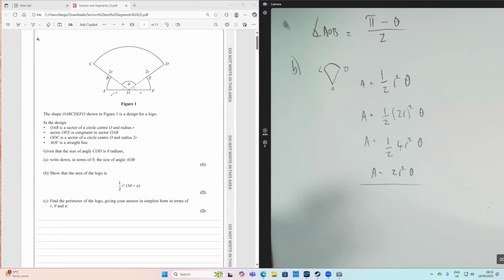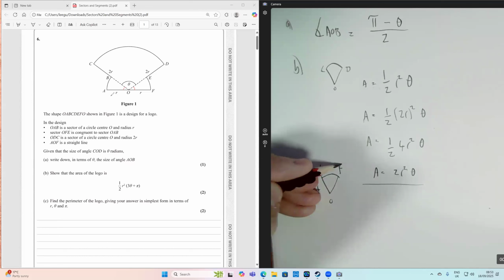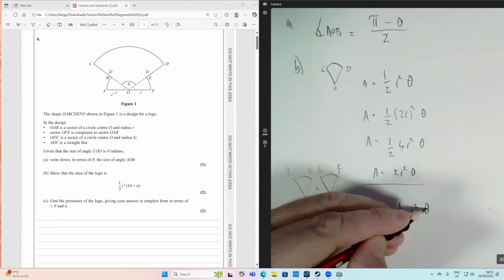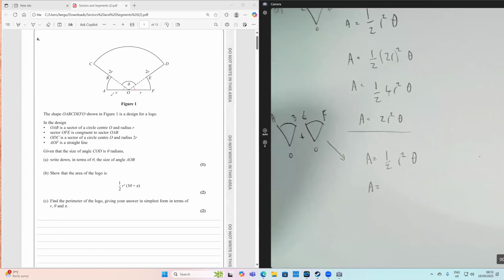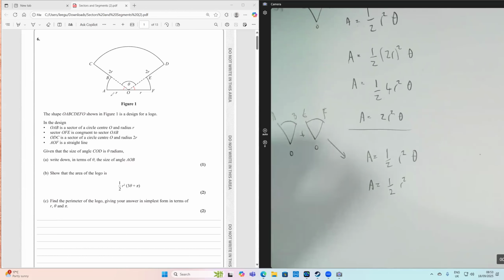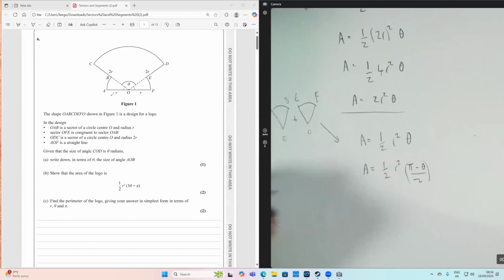Perfect. Now let's have a look at the little ones. So we've got 2 of these little sectors, ABO, and we've got another one, EFO. And let's think about the areas of these. So again, our formula is area is a half r squared theta. So this time, we have a half times r squared, and our theta this time is pi minus theta over 2. So let's see what that gives us.